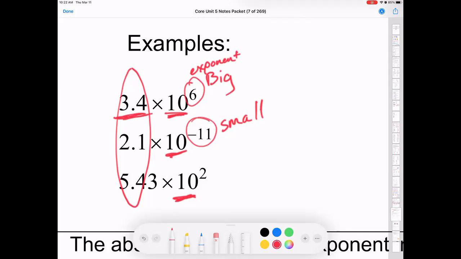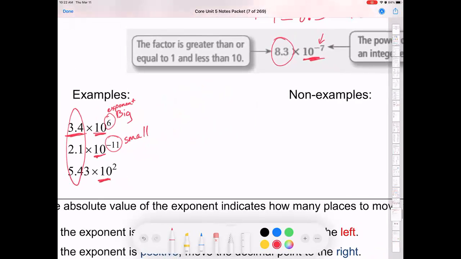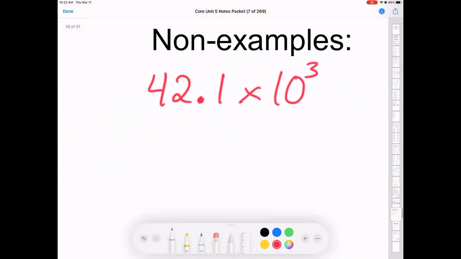Now, some examples of what it would not look like. Imagine if you had 42.1 times 10 raised to the third power, let's just say. Well, the reason why that is not an example is because our value here is not in between 1 and 10, right? 42 is outside of that, okay? And so as a result, what we would have to do, and we're going to practice this today, is make it in between 1 and 10.